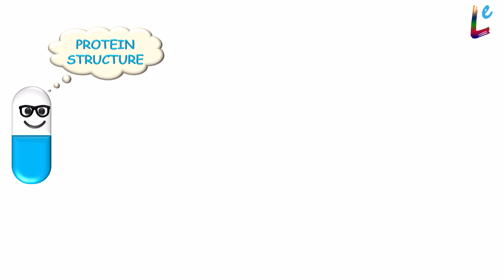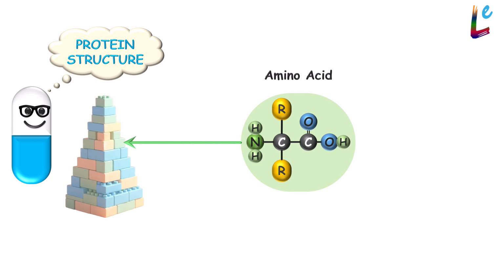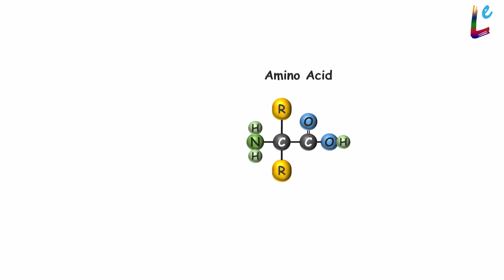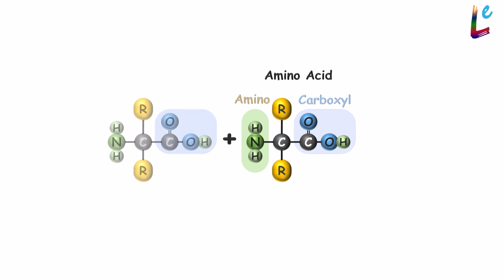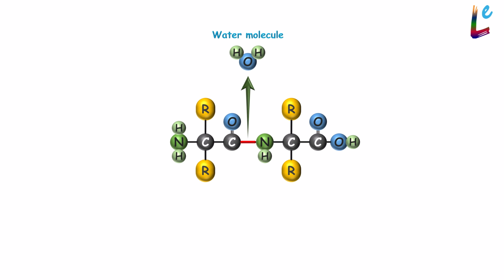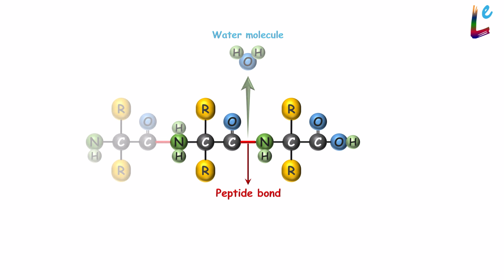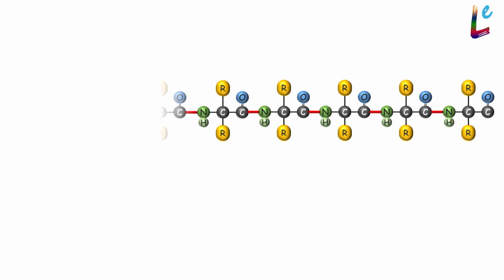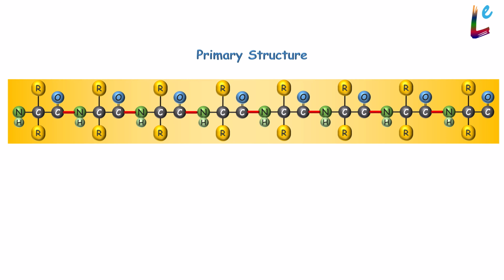Remember the structure of proteins from our biochemistry lessons? Amino acids are the building blocks of proteins. In an amino acid, there is an amino group and an acid or a carboxyl group. The amino group of one amino acid combines with the carboxyl group of another amino acid to form a covalent bond. This is called a peptide bond, and the resulting linear sequence forms the primary structure of the protein.